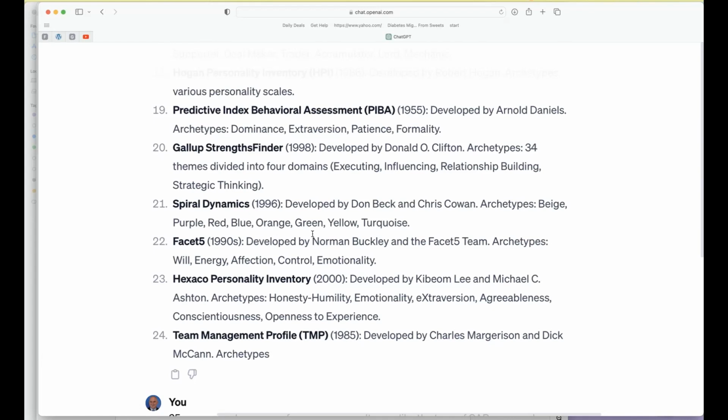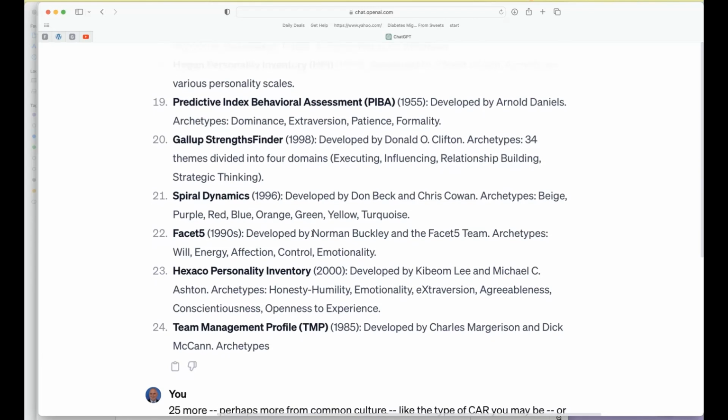Okay, the 1990s, Facet 5, never heard of it. Me either. But will, energy, affection, control, and emotionality. Apparently, affection isn't about emotionality. Again, I need to see their definitions.